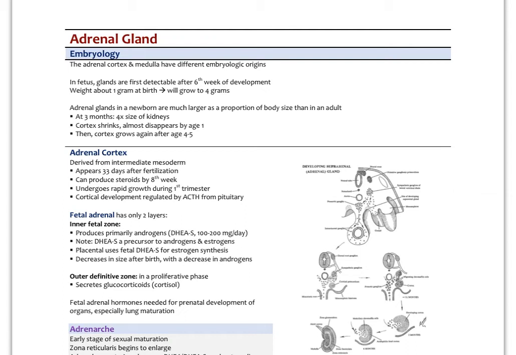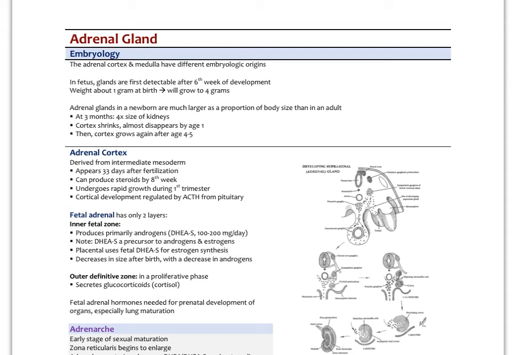The adrenal glands in a newborn are much larger as a proportion of body size than in adults, so the adrenals actually comparatively look very large in newborns. At 3 months, they're about 4 times the size of the kidneys, and then gradually the cortex shrinks. It almost disappears by the age of 1, and then it's going to grow again after the age of 4 or 5. So it kind of goes through a devolution and then an involution, and then it expands again.